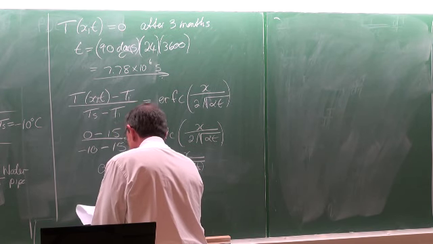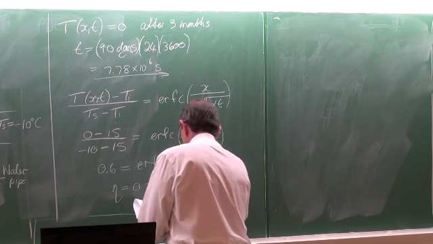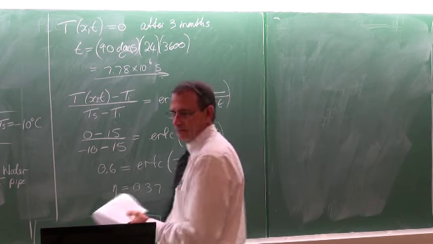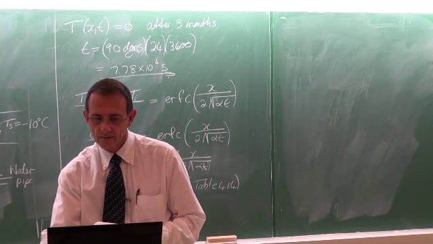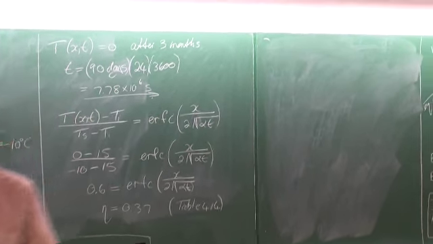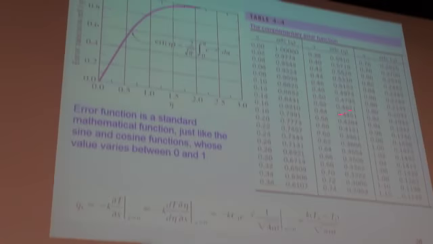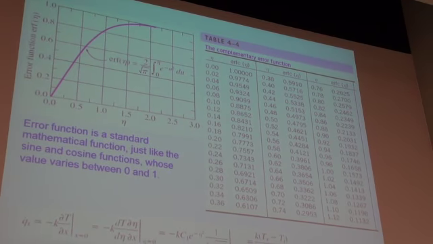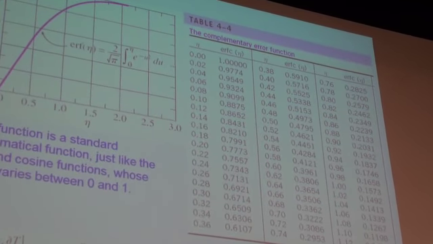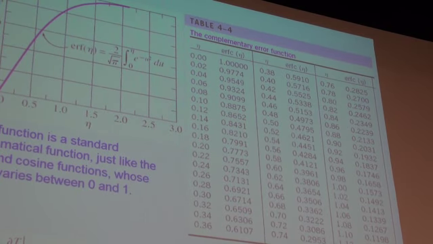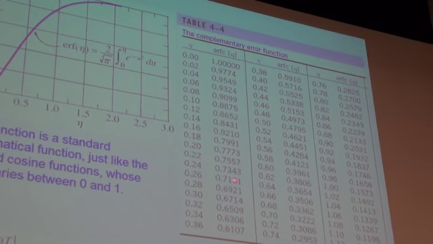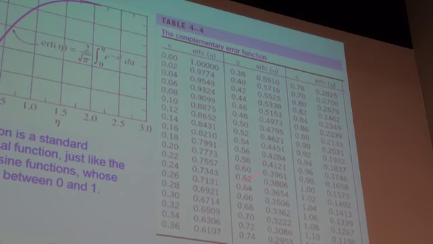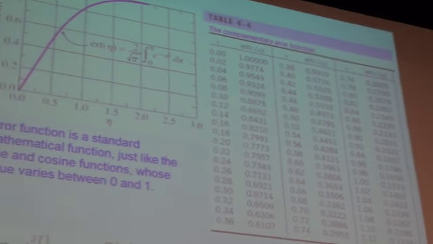And the result would be that eta is equal to 0.37. And we get that from table 4.4. If you look at the table, where the complementary error function is equal to 0.6, if we look here at 0.6, we will see it is between 0.37 and 0.38. So eta is equal to about 0.37.